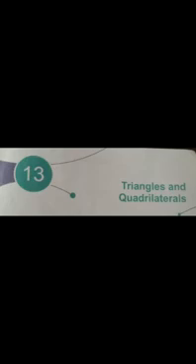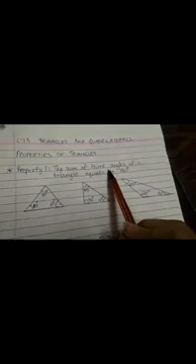Lesson number 13, Triangles and Quadrilaterals. Okay, so let's learn a few properties of a triangle. The first property is the sum of three angles. Now you know that a triangle has three angles, okay? So the three angles of a triangle always add up to 180 degrees. Whenever you add up all the three angles of any triangle, you will get 180 degrees.